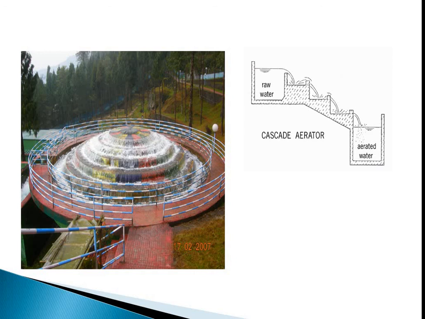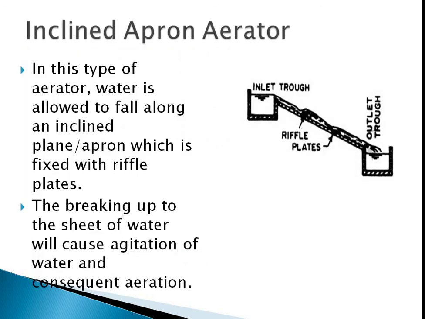Now the next type of aerator is the inclined apron aerator. It is a similar type of aerator to the cascade aerator, but here we have replaced the cascades with riffle plates, that is, steel plates. In this type of aerator, water is allowed to fall along an inclined plane, as you can see in the diagram. This is the apron, on which riffle plates, that is steel plates, are fixed.